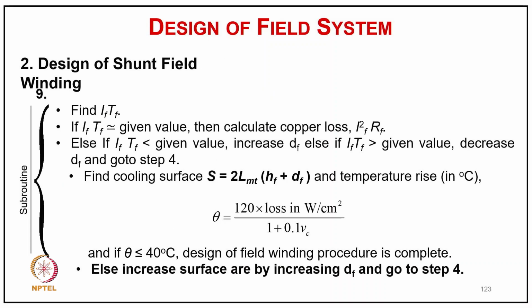Now coming to the next step in design of shunt field winding, find IFTF. If IFTF is the given value, then calculate the copper loss I square RF. Else, if IFTF is less than the given value, then increase the DF, and if IFTF is more than the given value, decrease the DF and go to step 4. Then find the cooling surface S equal to LMT into HF plus DF, and then temperature rise theta equal to 120 into loss in watt per centimeter divided by 1.1 plus 0.1 Vc. If theta is less than 40 degrees Celsius, the design of field winding procedure is complete. Else increase the surface area by increasing the DF and go to step 4.